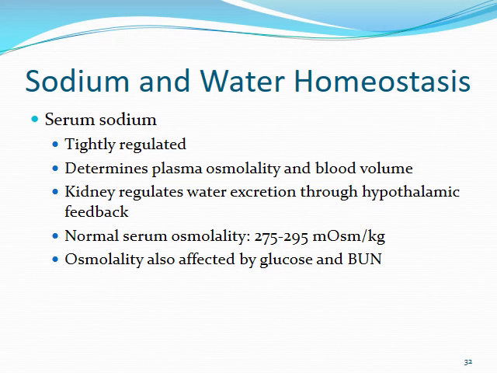So normally, serum sodium is pretty tightly regulated, and it helps to determine mostly your plasma osmolality and your blood volume. And the kidney is going to help to regulate water excretion usually through hypothalamic feedback here. The goal is to help maintain your normal serum osmolality somewhere around 275 to 295 milliosmoles per kilo. Obviously, this is going to change greatly depending on the clinical situation of your patient, but in general, this is where your patient is going to be sitting at.